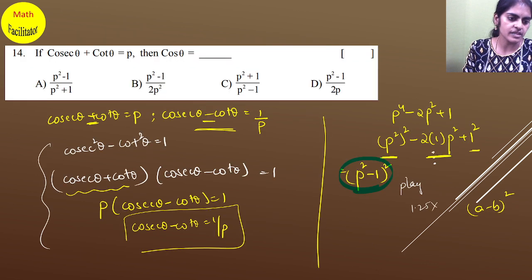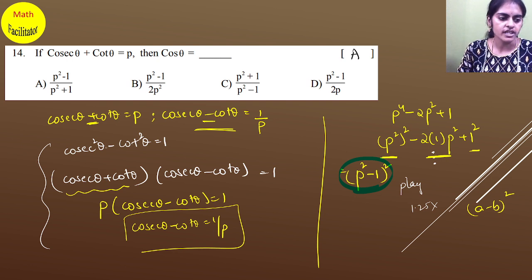So where is the option? P square minus 1 divided by P square plus 1. Option A is correct. So what did we do firstly? I wrote what is cosecant theta. It is P, and it is given as P. So cosecant theta minus cot theta is 1 by P.